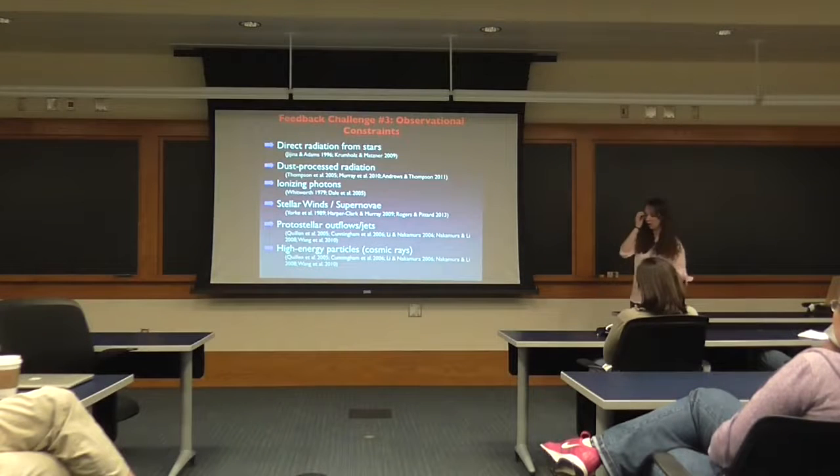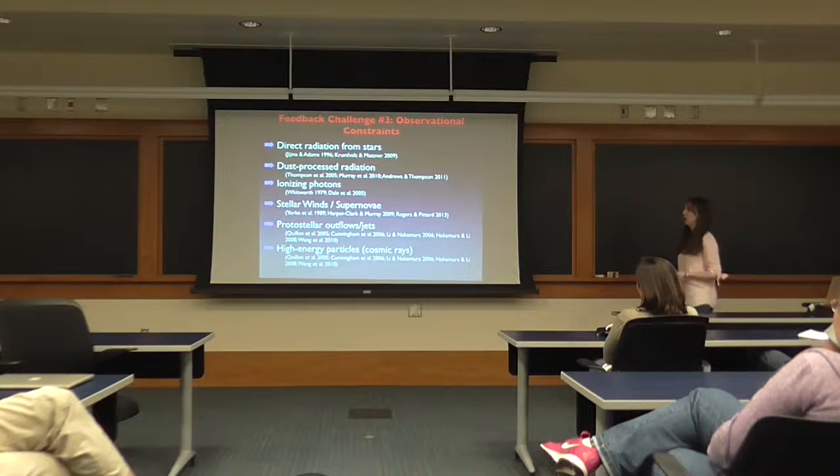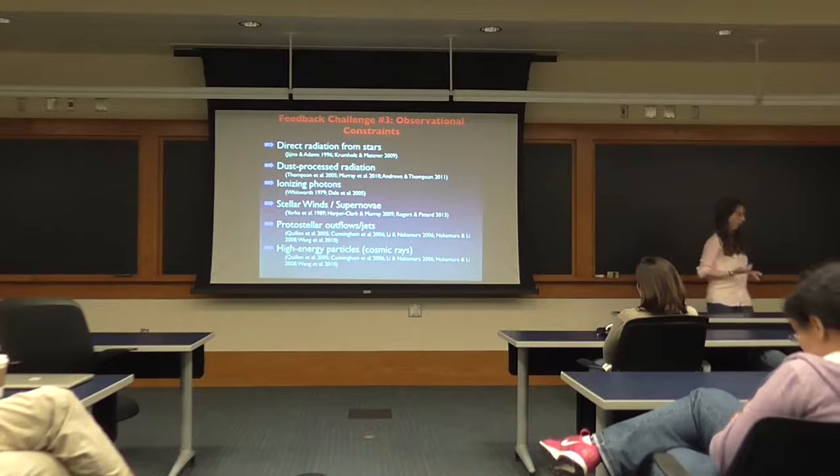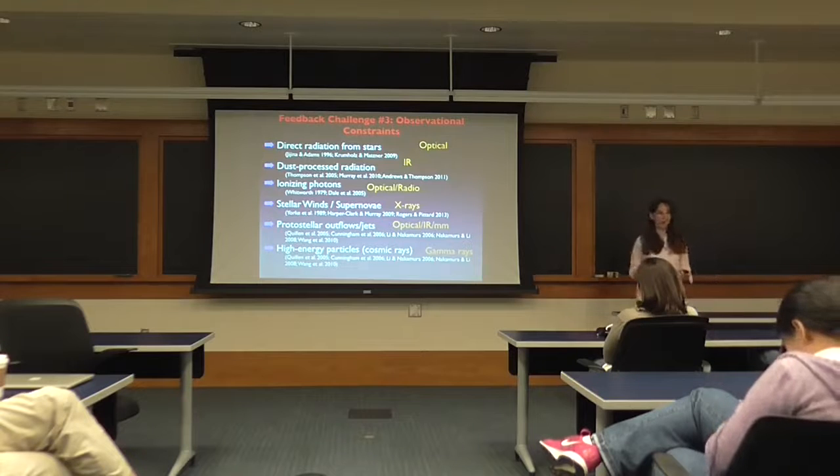So the third reason why I think stellar feedback is often cited as uncertain is because of the lack of observational constraints. So I already said that we have lots of mechanisms, and depending on what wavelength you're looking at, you can only probe one mechanism.